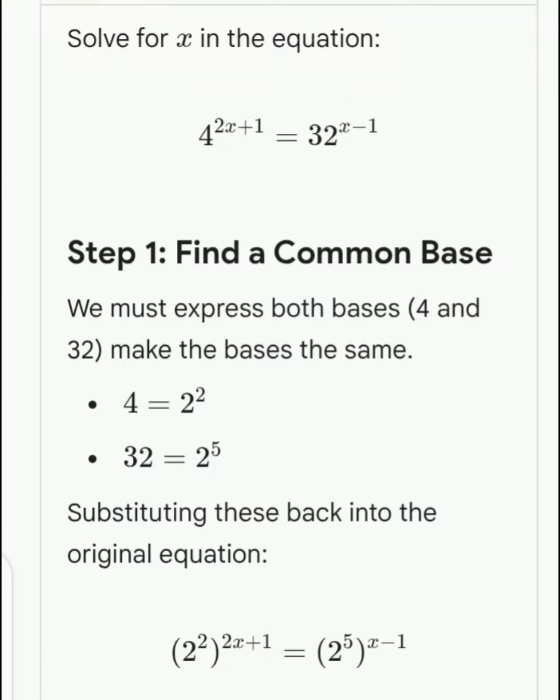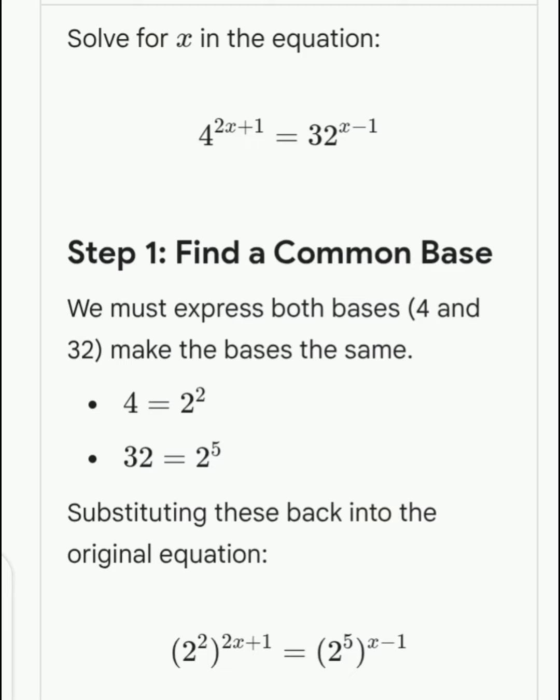Okay, let's kick off this deep dive. We're looking at an indicial equation. It's 4 to the power of 2x plus 1 equals 32 to the power of x minus 1. So the unknown, our x, it's trapped up there in the exponent. Our mission here is to find the quickest, most elegant way to solve it.